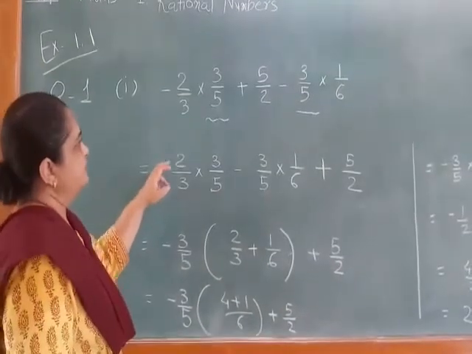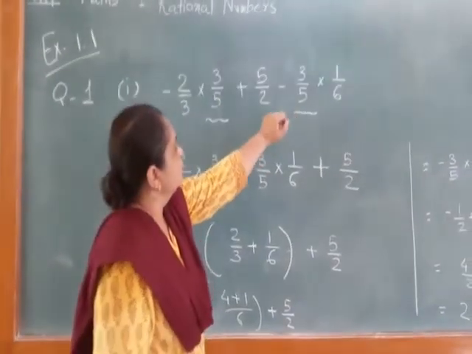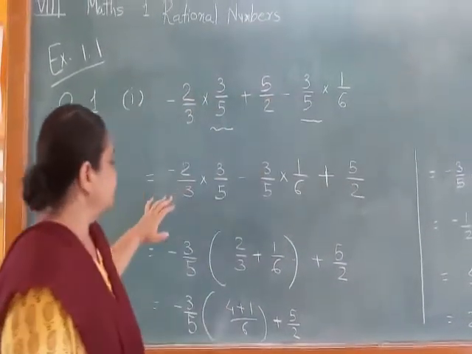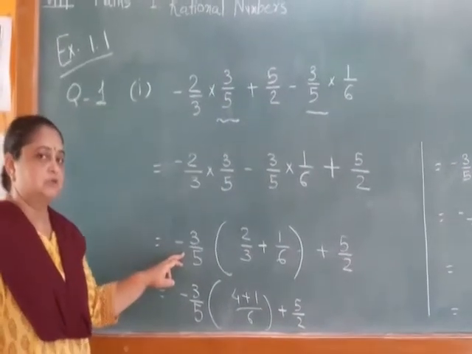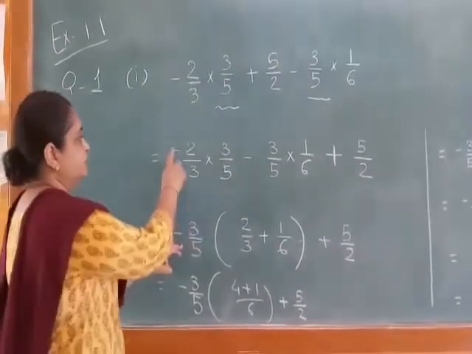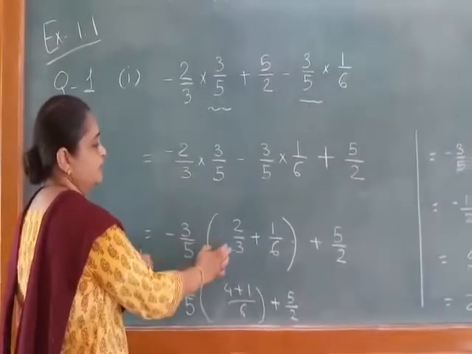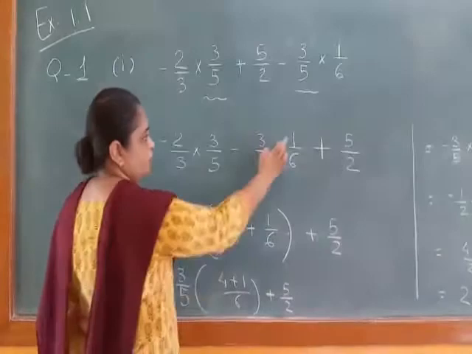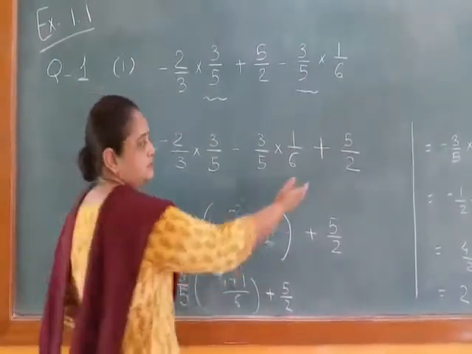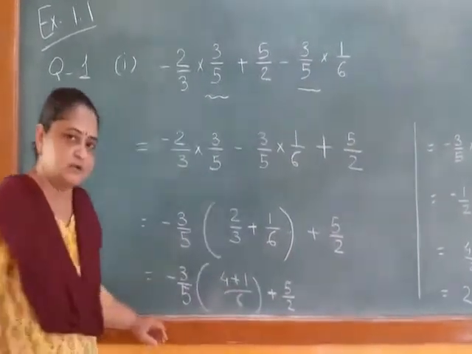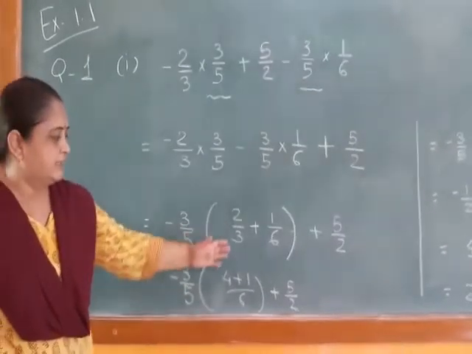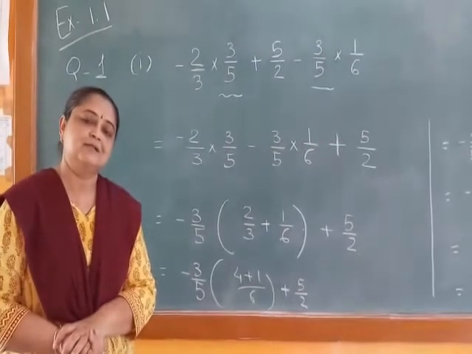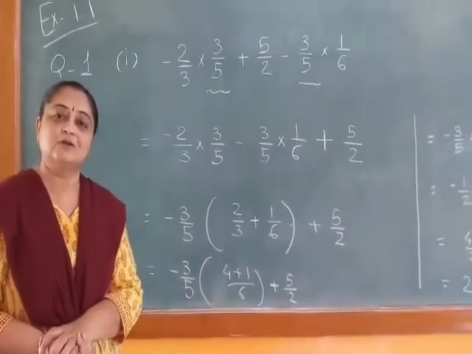Now if we take 3 by 5 common, then you can observe another thing: both have a minus sign. So I am taking minus 3 by 5 as common. So what is left in the bracket? If minus 3 by 5 is common, so 2 by 3 is left. Then this minus 3 by 5 is outside, so 1 by 6 is left. And this term has no 3 by 5, so it is outside of the bracket. Then take LCM and simplify and get the answer, and our question is solved.